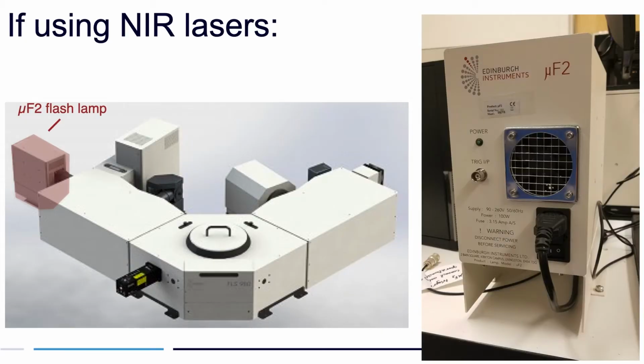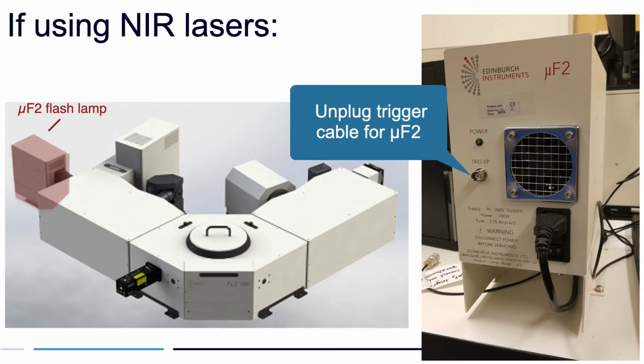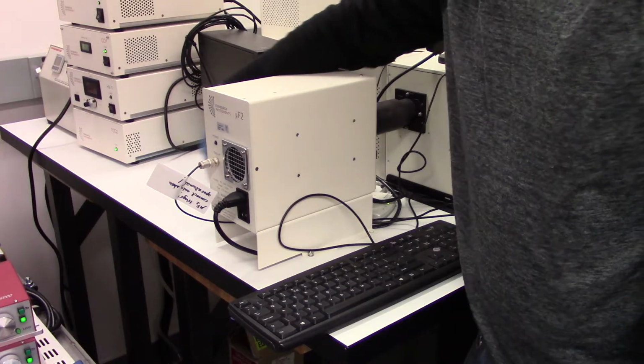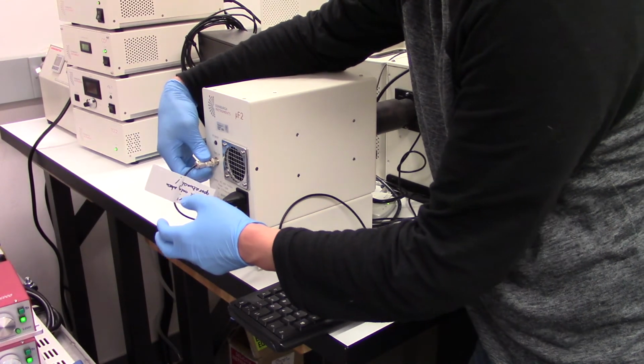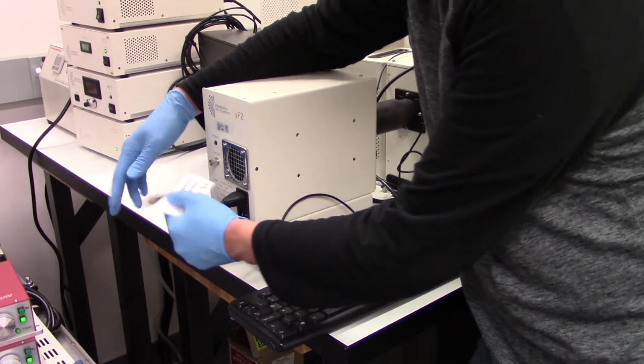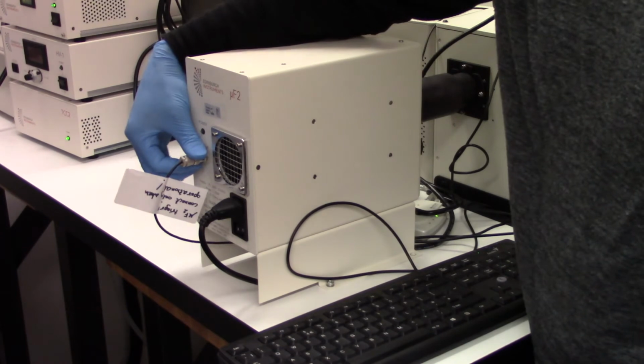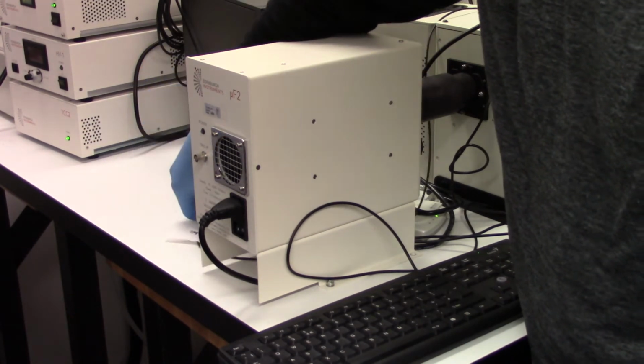If you're using the near-infrared lasers for lifetime measurements or pulsing, you also need to unplug the trigger cable for the microsecond flash lamp. This is because the near-infrared lasers won't work if the BNC cable is plugged into the flash lamp. There are two separate triggering cables, one for the laser and one for the flash lamp, and you cannot have the flash lamp cable plugged into the flash lamp when you're performing pulsed laser experiments.